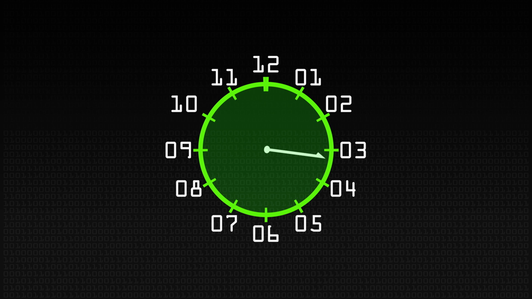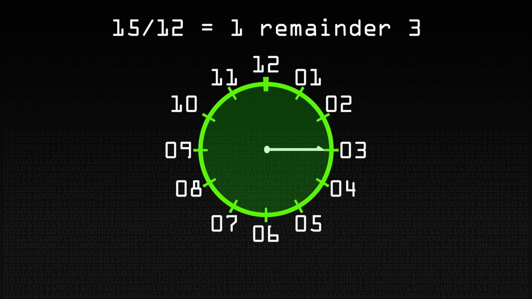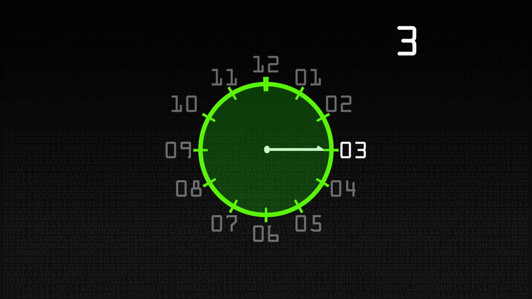In other words, if we have a clock with 12 hours and it's 15 hours, well, 15 divided by 12 is 1 with a remainder of 3. And it's the remainder we're interested in, right? So all the values we'll ever see will be between 0 and 11. Because we're computer scientists, we like to include 0 there. So instead of 1 to 12, it will be 0 to 11.